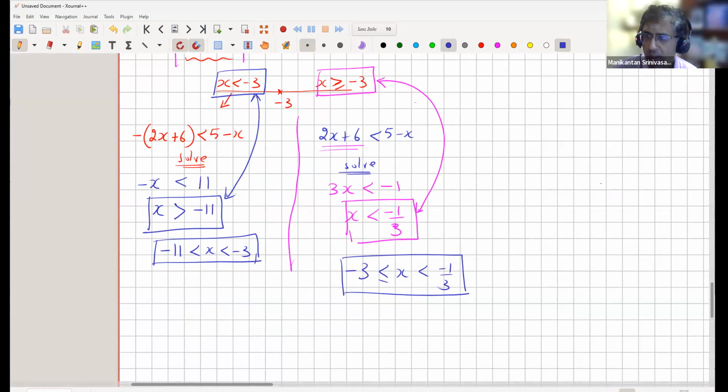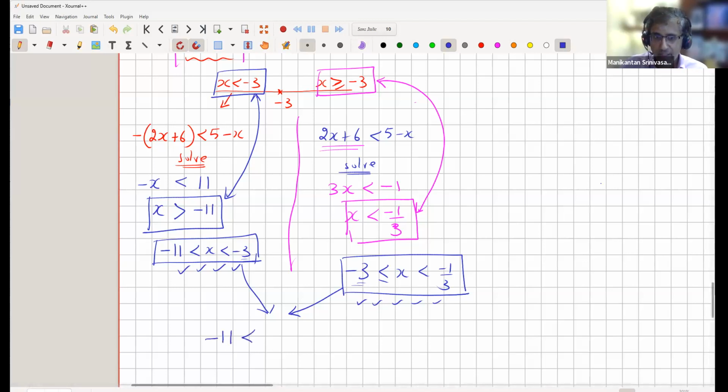Okay. So far you're with me. And now we have to combine this and this, right? My total solution is a complete package. I'll accept all of these values which sit between minus 11 and minus 3. I'll accept all of these values which sit between -3 and -1/3. Now, it so happens that this -3 is the same -3 that's appearing on the left here. So I can completely connect both of them as one and just say, this is my full solution.